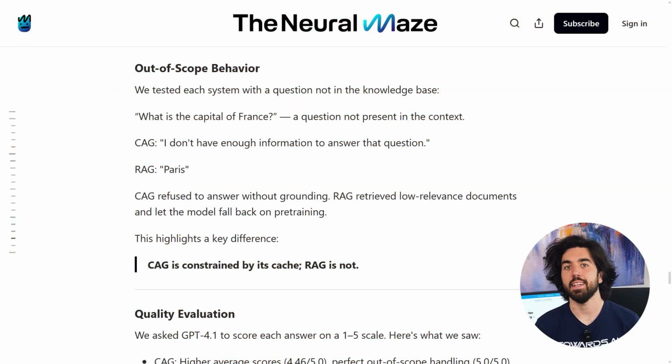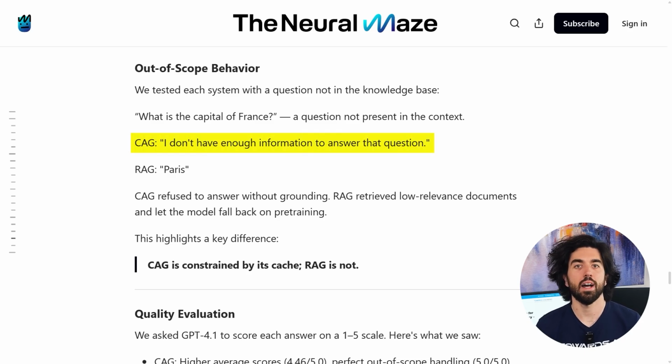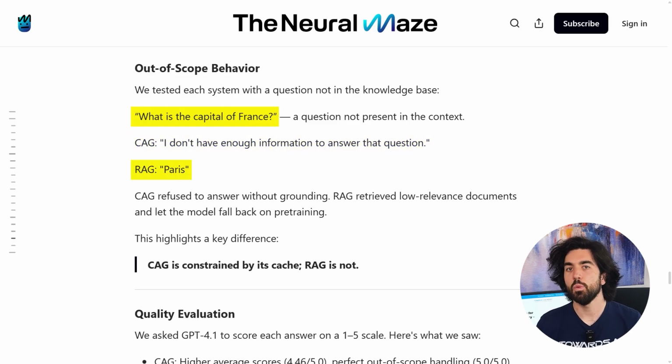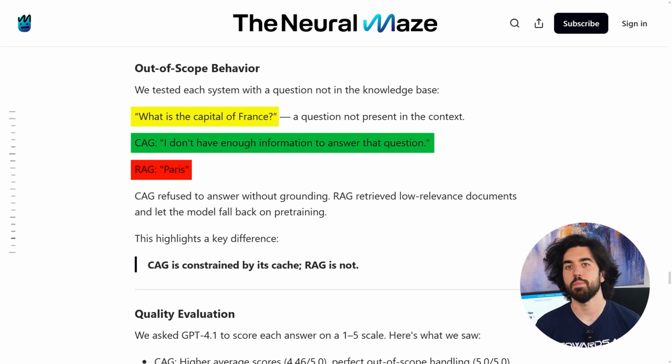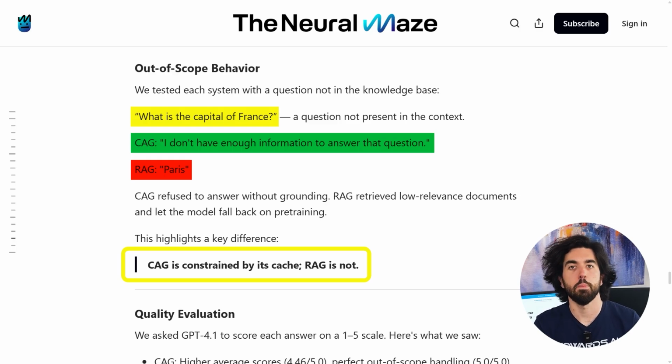Interestingly, CAG excelled at instruction following and crucially refused to hallucinate when asked what's the capital of France, because Paris wasn't in the cache. RAG, on the other hand, retrieved a vaguely relevant paragraph and proudly declared Paris. While the answer is good, we specifically asked to answer only if the response was in its context, which means that CAG seems to apply this concept better for out-of-context questions. CAG is constrained by its cache. RAG is not. So if it's really important to you that your users cannot ask anything to your model, CAG might become the winner. Just note that this is only one experiment. We would need a whole study on this behavior to confirm it.